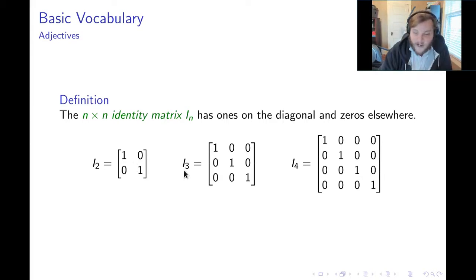I sub 3 refers to the 3 by 3 identity matrix. So this is the 3 by 3 matrix that has 1s on the diagonal and zeros everywhere else. And then I sub 4 refers to the 4 by 4 identity matrix. Here again, we have 4 1s on the diagonal and zeros everywhere else.